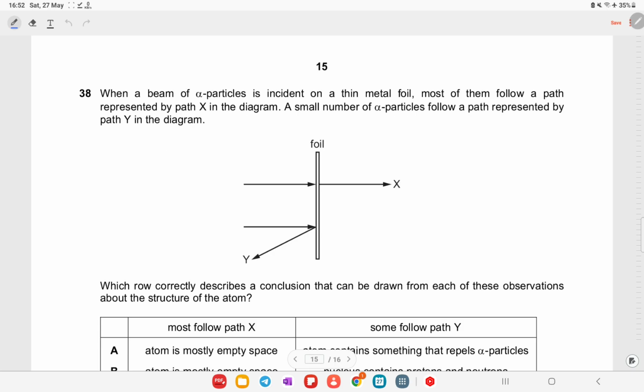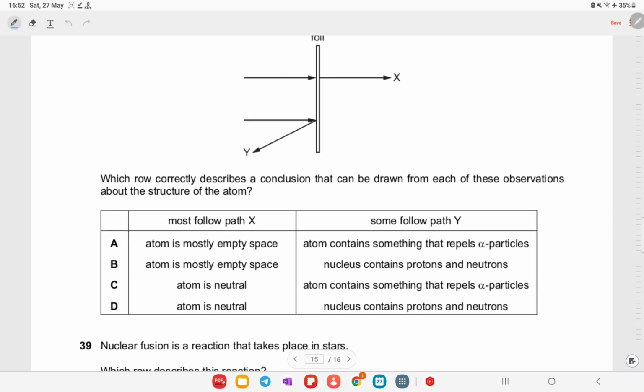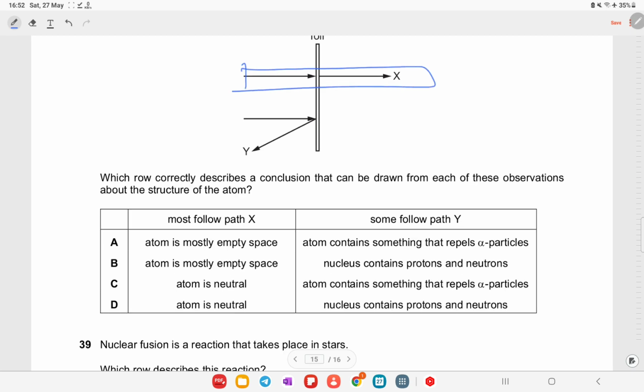When a beam of alpha particles is incident on a thin metal foil, most of them follow the path represented by X in the diagram. A small number of alpha particles follow the path represented by Y in the diagram. So you see this foil: this one is moving through, passing through, and this one is reflecting. Which rows correctly describe the conclusion that can be drawn from each of these observations about the structure of an atom? So the atom is mostly empty space, and the atom contains something that repels alpha particles. This is what you get from this.